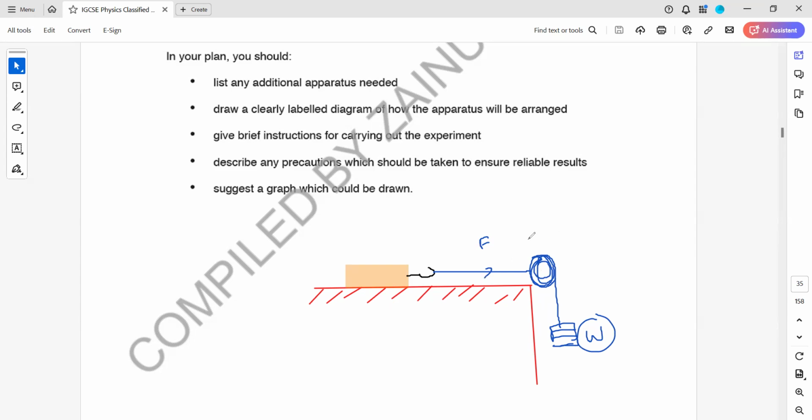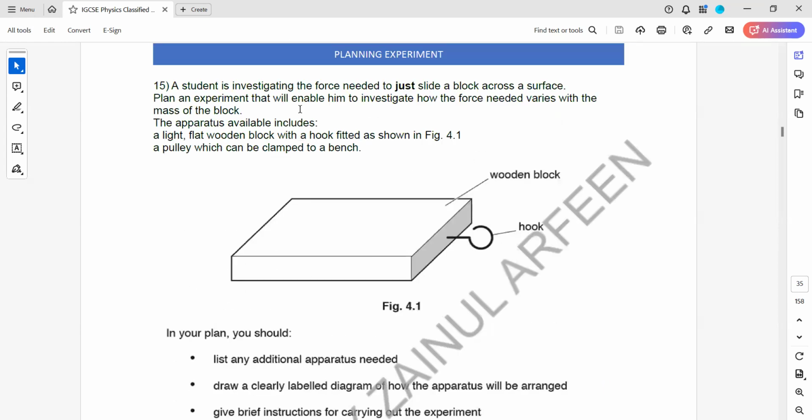And we are investigating how the mass affects it. If you see the beginning of the question, the investigation is: a student investigating the force which we need to slide a block across the surface. So plan an experiment which enables him to investigate how the force needed varies with the mass of a block. So how will we change the mass of this block? What we can do is put a set of loads on this wooden block. We will know the mass of the wooden block and we just add a known mass, so we can change the mass of this wooden block as well.